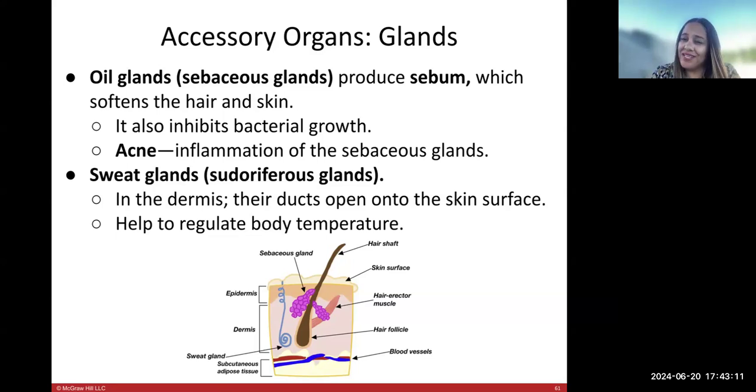We also have sweat glands, which are a little bit different. Sudoriferous glands, in the dermis, have ducts that open onto the skin's surface, and this is what helps regulate our body temperature. We sweat when we get too hot, so when the sweat evaporates, it cools our body down.